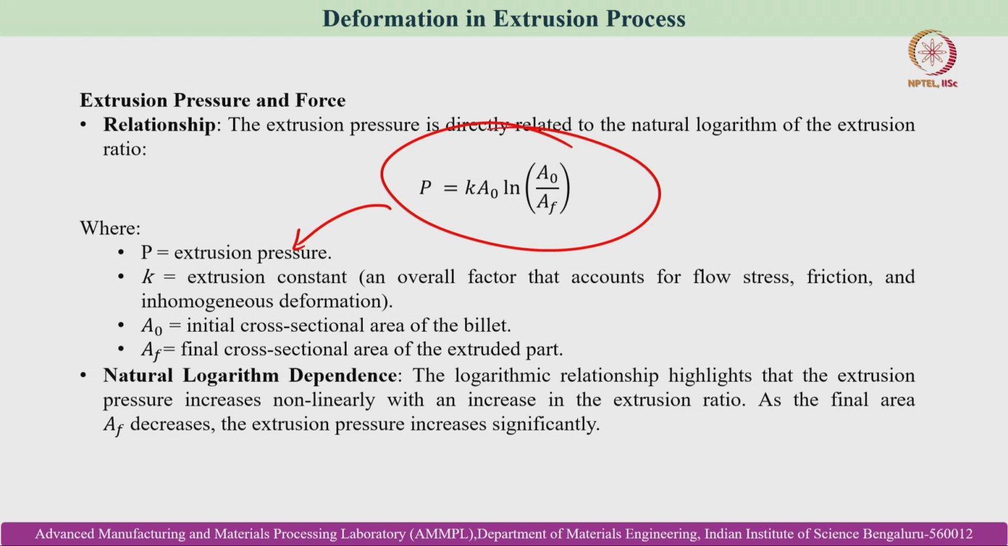The natural logarithm dependence: the logarithmic relationship highlights that the extrusion pressure increases non-linearly with an increase in the extrusion ratio. Okay. So here the extrusion ratio is, as we have discussed earlier, R equal to A0 by AF. So extrusion pressure can also be defined in terms of the extrusion ratio as K A0 ln R. The logarithm of the extrusion ratio R depicts a non-linear increase with increasing extrusion ratio. This is how it can be explained.